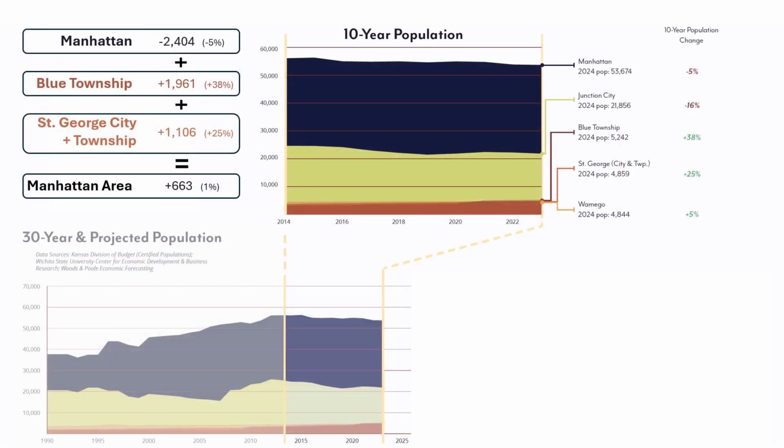Focusing on the Manhattan area, if you take the loss of population in Manhattan and add back in all of the growth in Blue Township, St. George Township, and the city of St. George, the Manhattan area has only seen 1% growth. In other words, the Manhattan region isn't growing. Rather, we've seen a shift in where people are living.